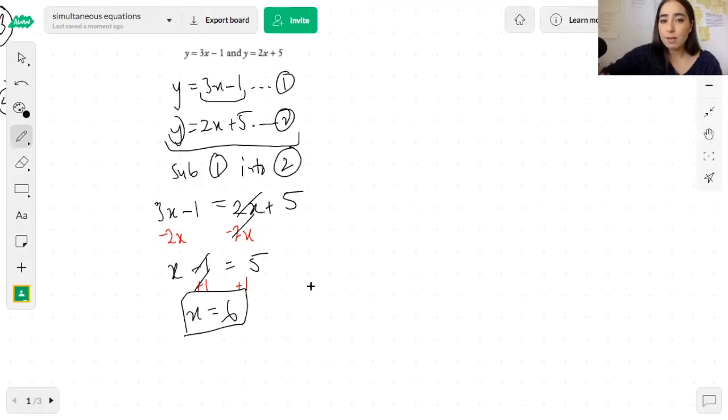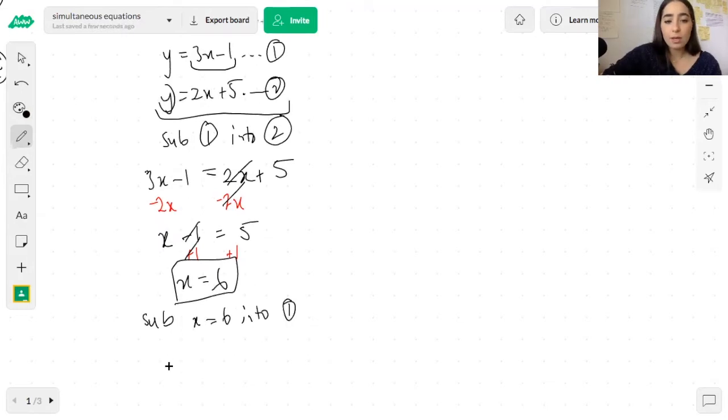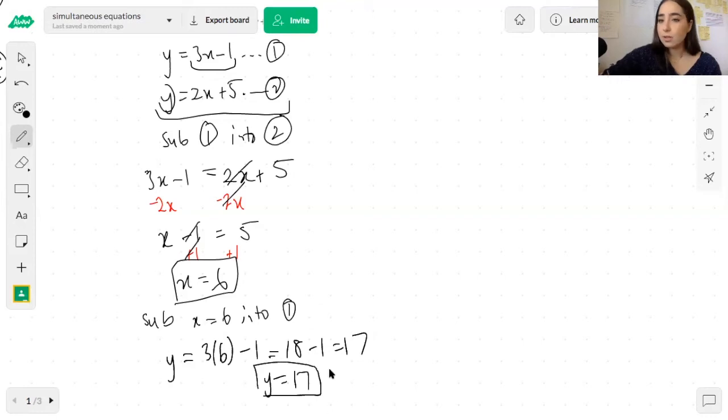Next, we're going to find the value of y. So we're going to sub x equals 6 into equation 1. So equation 1 is y equals 3x minus 1. But x has a value of 6. So we're going to say 3 lots of 6 minus 1. So that's 18 minus 1, which is 17. And so y equals 17, and there's your solution right there. So this example was fairly straightforward.